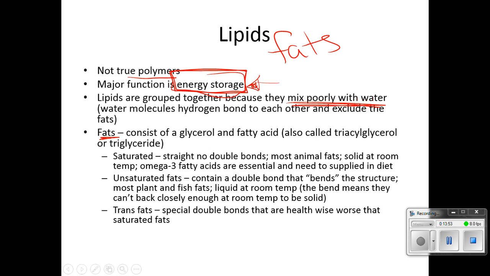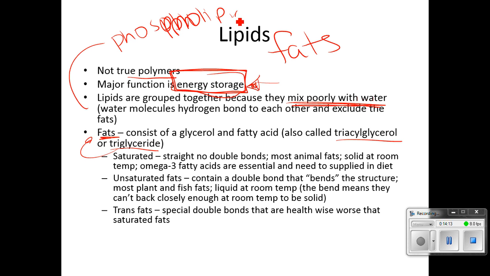Fats are really the same thing as lipids. Sometimes they separate them into different categories. For example, triglycerides are actually fat, whereas a phospholipid is not really a fat, but it is an important component of cell membranes. It's a lipid.